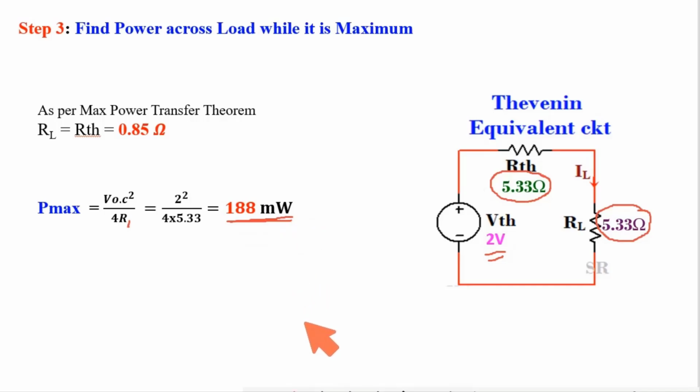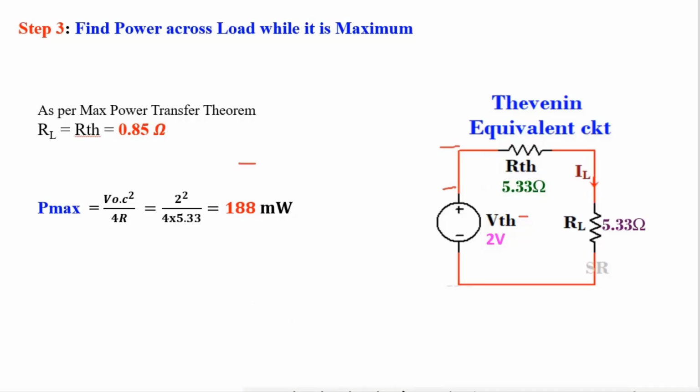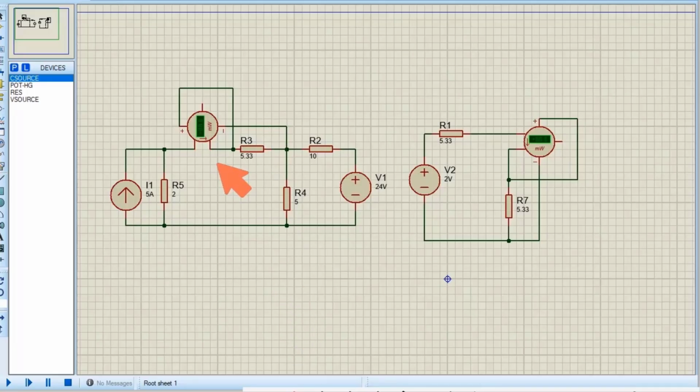Now showing the simulation to make it clear whether my calculation is perfect or not. This VTH, this is RTH, load resistance should be equal to RTH. So this is the equivalent circuit, and in main circuit I have used the same value of RTH as load. What is my calculated maximum power? Calculated maximum power is 188 milliwatt. Now see whether I am getting that 188 milliwatt in main circuit and the equivalent circuit.